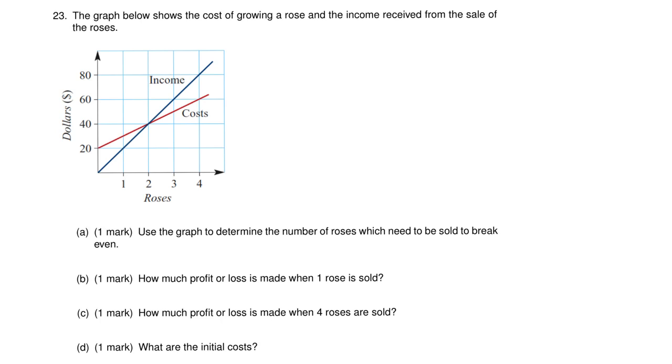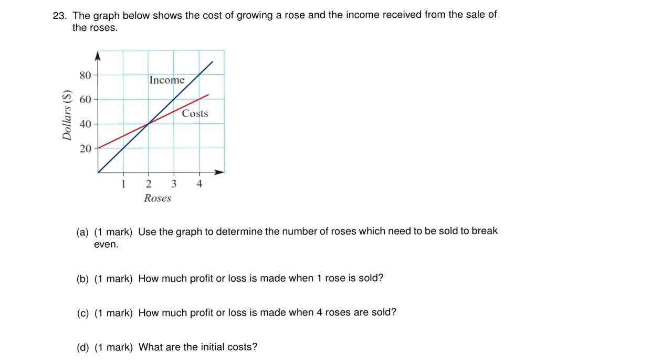All right, here I've got a graph that's showing my business where I'm growing and selling roses. I've got 2 equations being graphed on the chart here. One shows my income, so how much I make from selling the roses, and another shows my costs, how much it costs me to make the roses. Remember, we said 2 equations being graphed together are simultaneous equations, and they have some important information they can tell us, particularly at the point where they intersect, and that's what we need to know for question A.